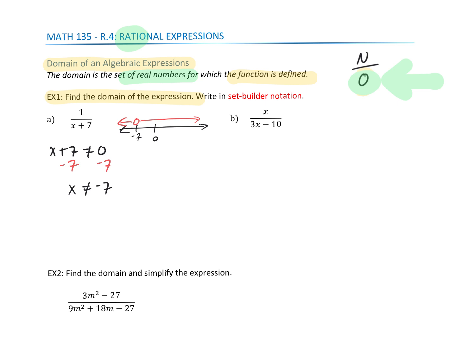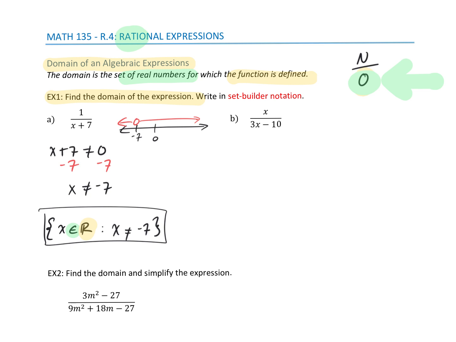To write this in set builder notation, we'll go ahead, do our little set notation. So our x can be the element of the real numbers. Again, this weird looking e means element of. R means the real numbers. It can be all of the elements of the real numbers except what? Except we know that x, such that x cannot equal -7. And we're done. That's the answer for set builder notation.